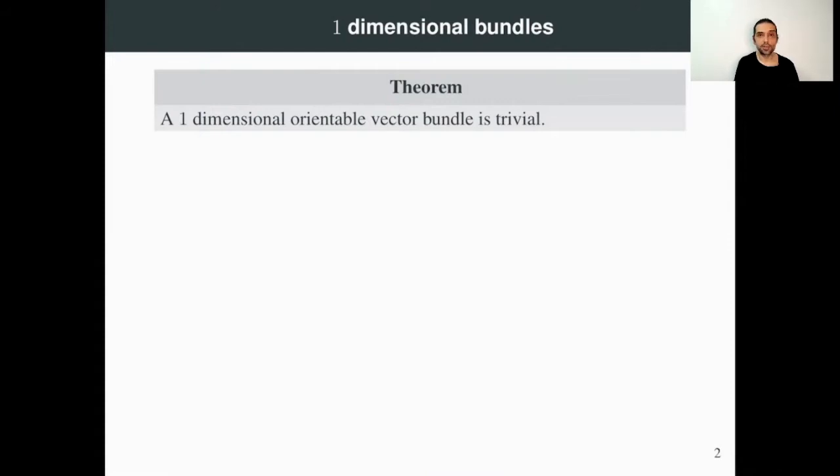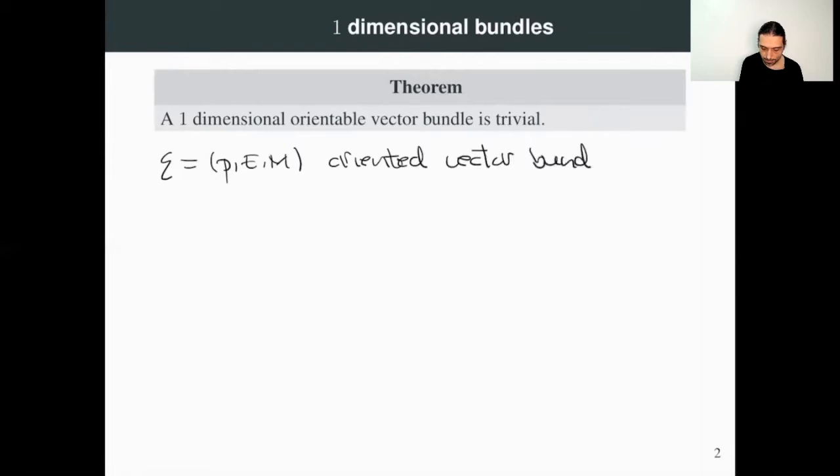The first result that we are going to consider is that a one-dimensional orientable vector bundle is always trivial, right? Let us consider a one-dimensional oriented vector bundle, okay? In this case, we can consider an atlas of vector bundle, of oriented vector bundle.